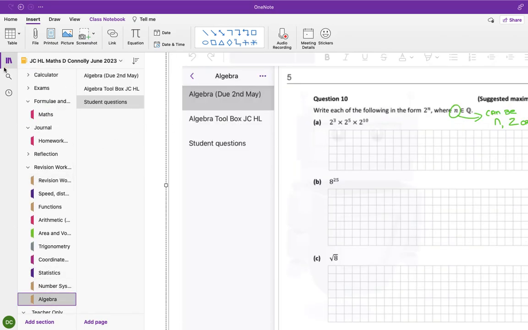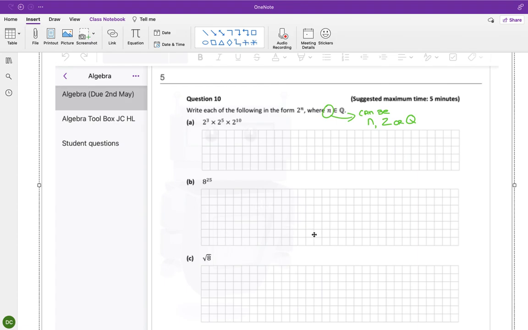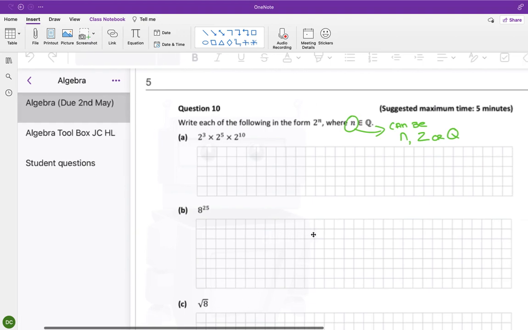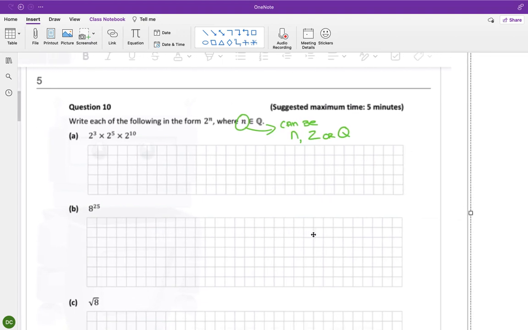Algebra. Yeah, so the law says if you're multiplying, add the powers. So it becomes 2 to the power of 3 plus 5 plus 10, which is 2 to the power of 18. And that's it for that one.